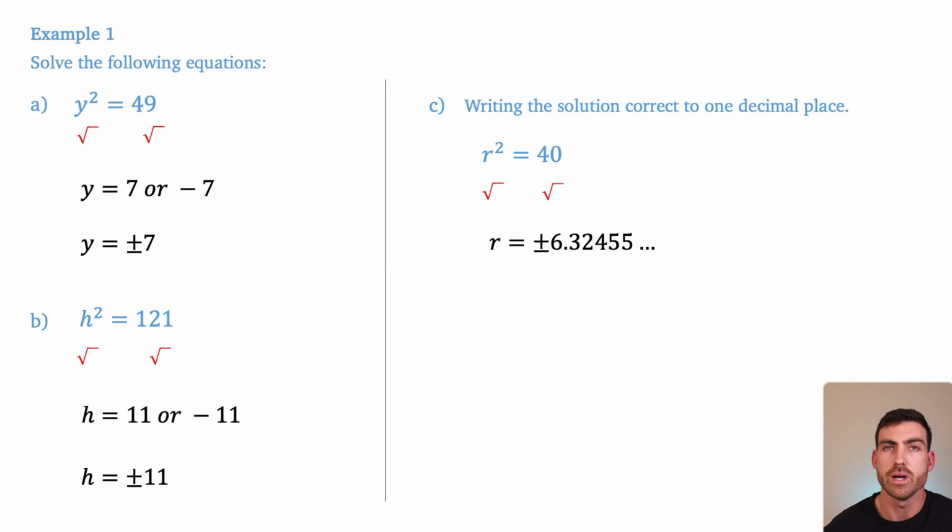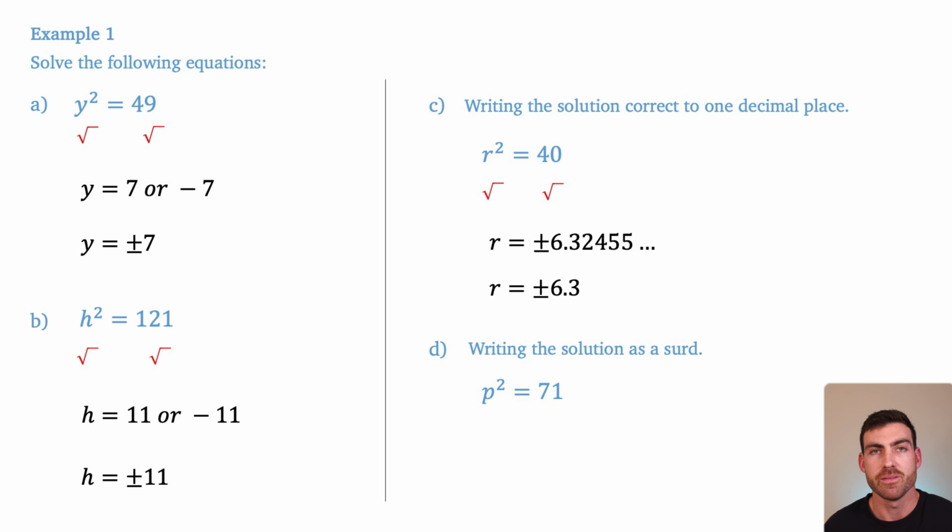We're asked to round to one decimal place. Therefore 3 is our target digit. It stays a 3 or moves up to a 4. We check the digit straight after and see if it is lower than 5. Since it is a 2, it stays a 3. Therefore we have our final answer of r equaling positive or negative 6.3.